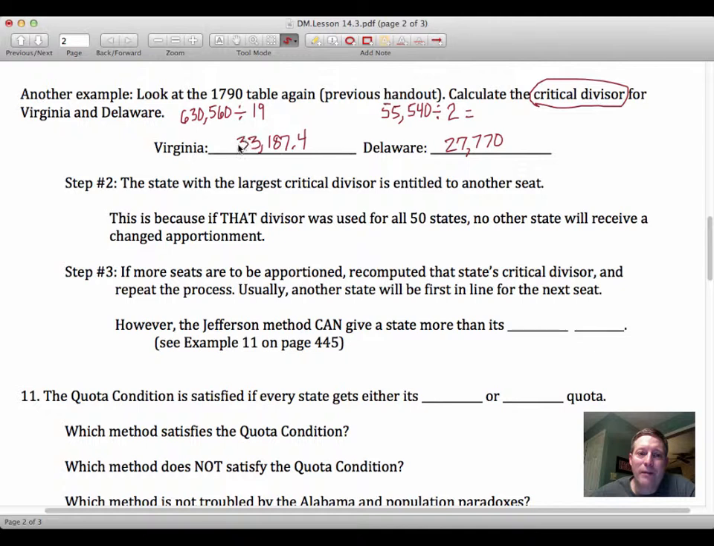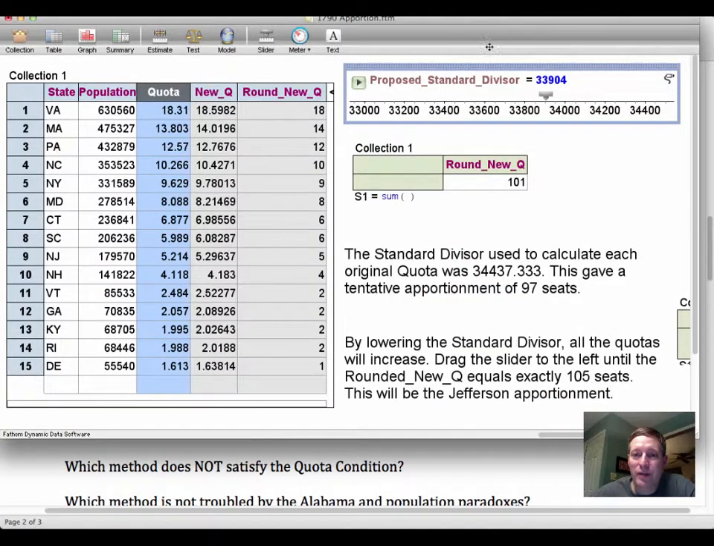Well, remember, when it gets down to 33,187, Virginia will earn their extra seat. When it gets down to 27,770, that's when Delaware is going to get their seat. So you see, Virginia is going to get their extra seat way before Delaware gets their seat. When that slider gets down to 33,000, Virginia earns a seat. But it has to go all the way down to 27,700 before Delaware will earn their extra seat. And it's not even on the scale. In fact, we know that by the time it gets to 33, we'll have 105 seats given out. So Delaware is not going to get an extra seat, at least not this time around.